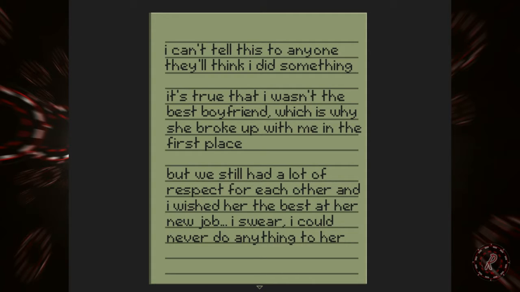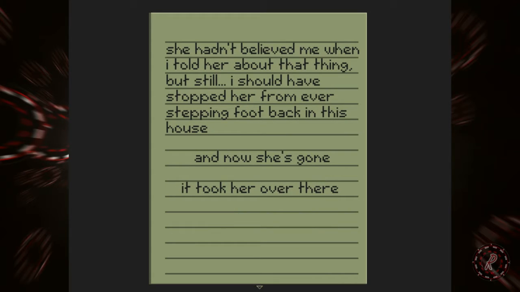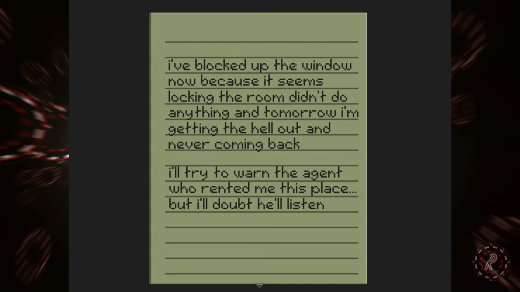It's true that I wasn't the best boyfriend, which is why she broke up with me in the first place. But we still had a lot of respect for each other, and I wished her the best at her new job. I swear, I could never do anything to her. She hadn't believed me when I told her about that thing. But still, I should have stopped her from ever stepping foot back in this house. And now she's gone. It took her over there. I blocked up the window now because it seems locking the room didn't do anything, and tomorrow I'm getting the hell out and never coming back. I'll try to warn the agent who rented me this place, but I doubt he'll listen.